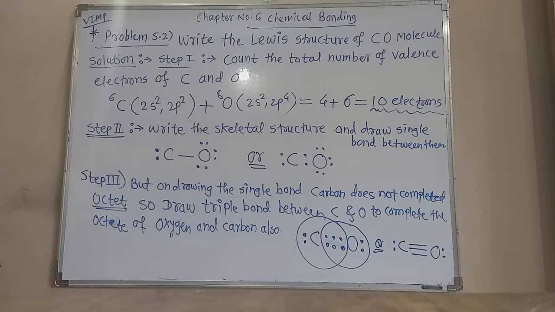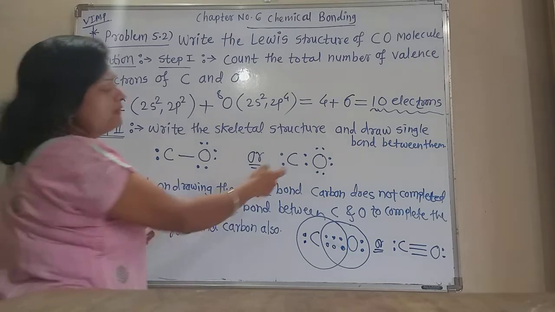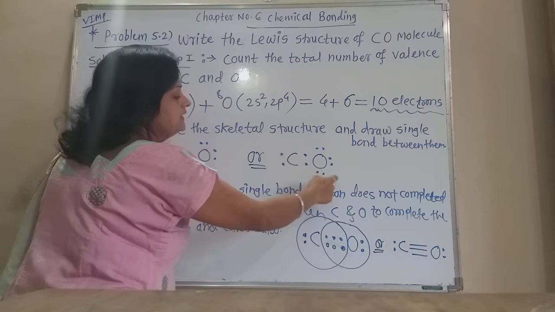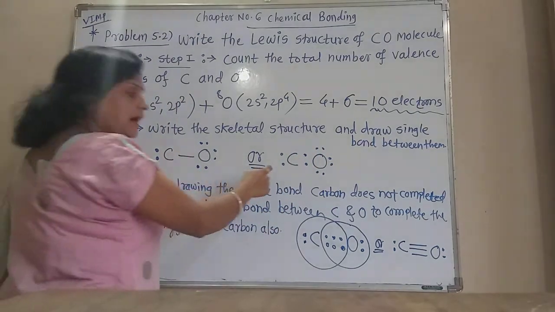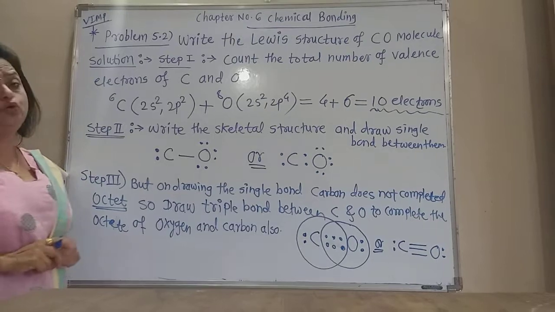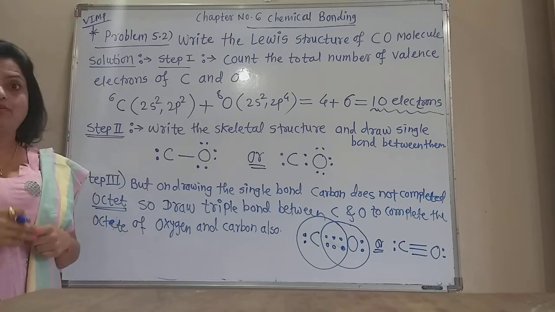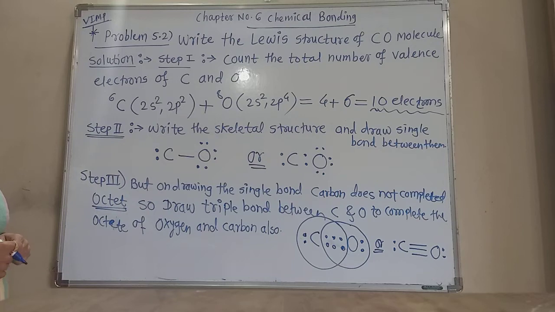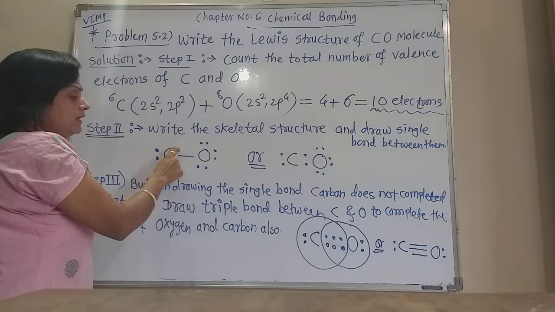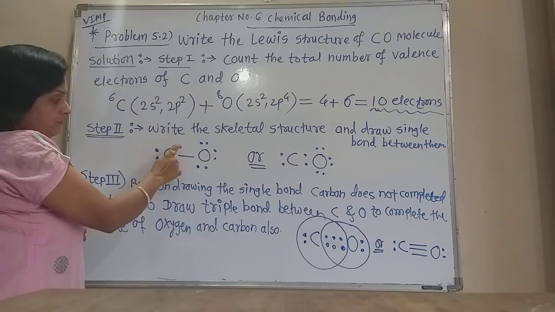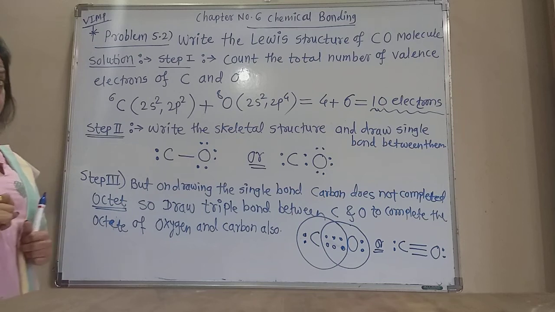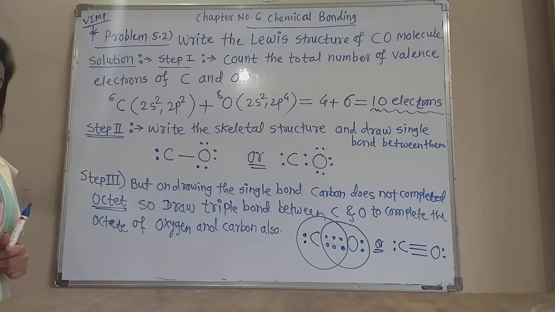But by drawing such a structure, only oxygen completes its octet. Totally there are 8 electrons for oxygen, but carbon has only 4 electrons. Carbon does not complete its octet. Then what do we do? We put a multiple bond between the atoms. If we put a double bond, then how many electrons for carbon? 1, 2, 3, 4, 5, 6. But we have to complete the octet of carbon.